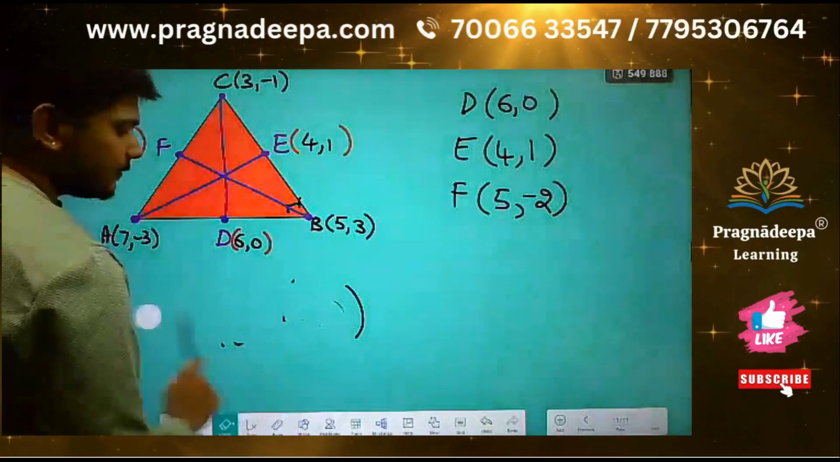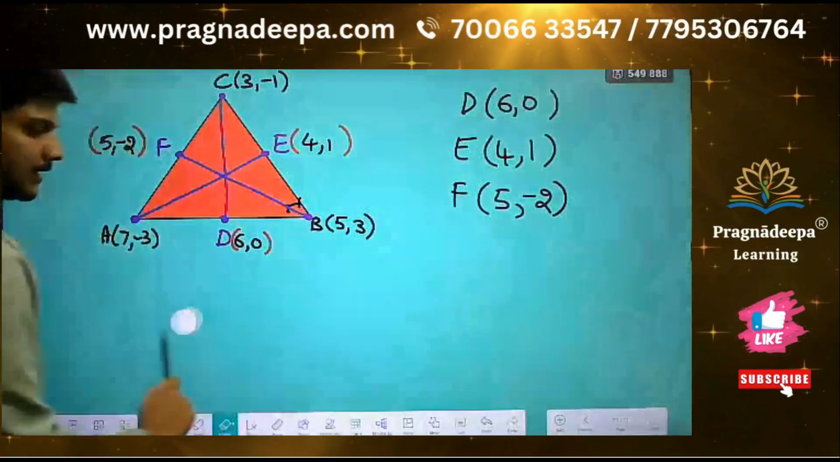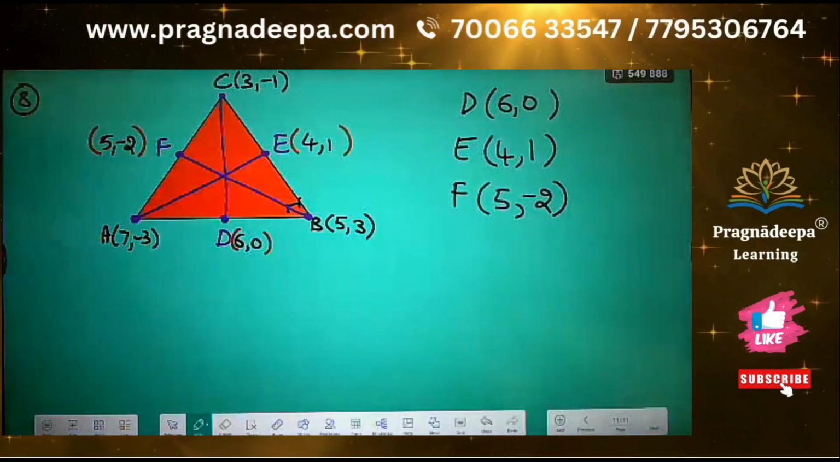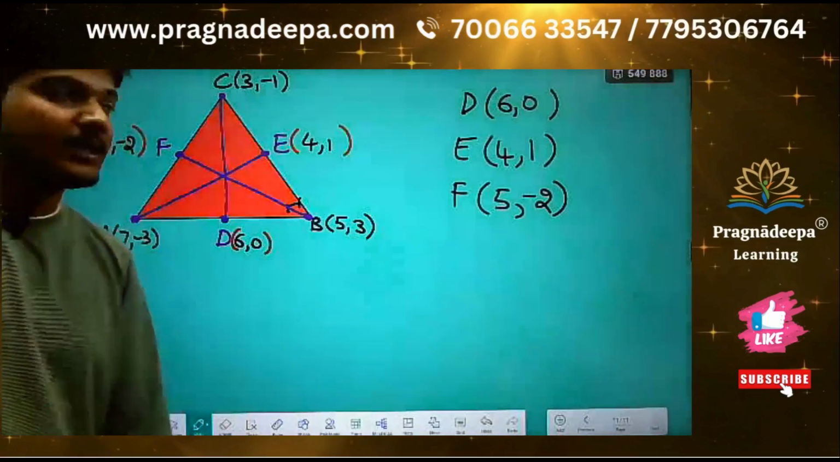So further they are asking the length of the median. So you need to find the length of the medians. How to find out? By using the distance formula. We need to use the distance formula.